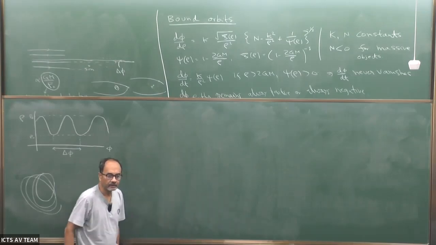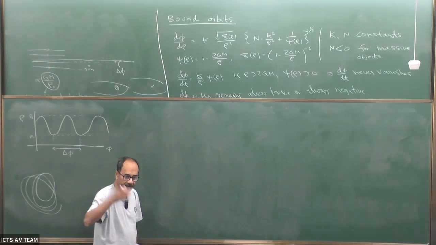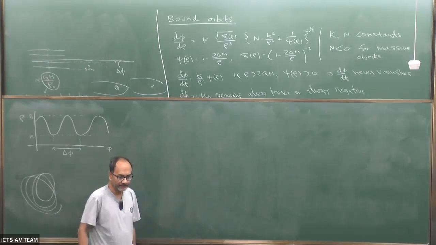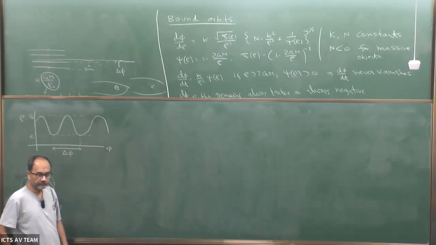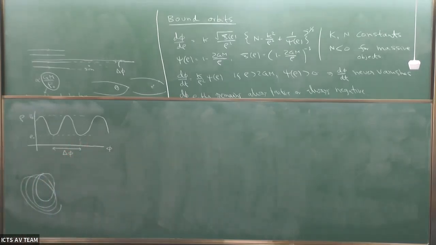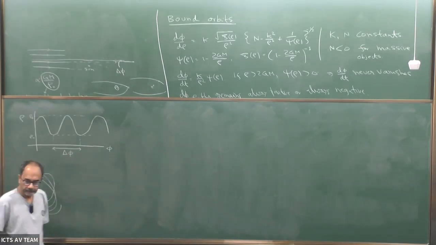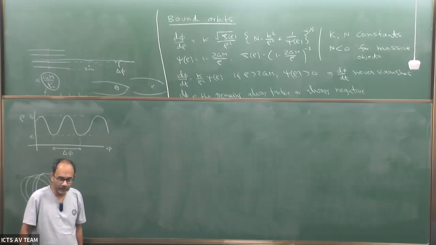But it will be periodic. If it's rational, it will be periodic, but with a much larger period than what we are familiar with. In Newtonian gravity, delta phi is just 2 pi. It will be closed, yes, exactly. If it's not rational, it will not be closed.